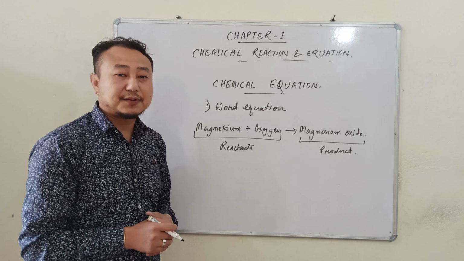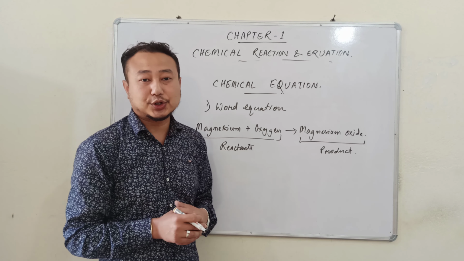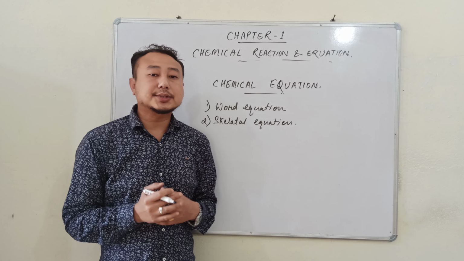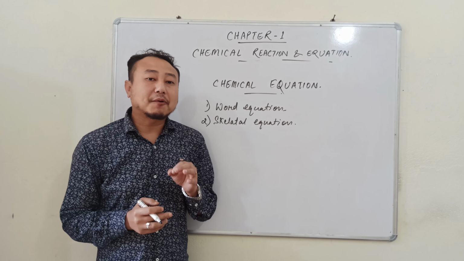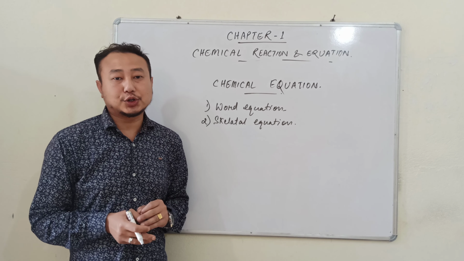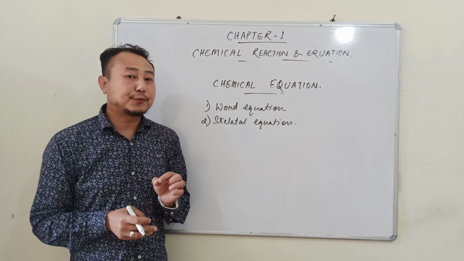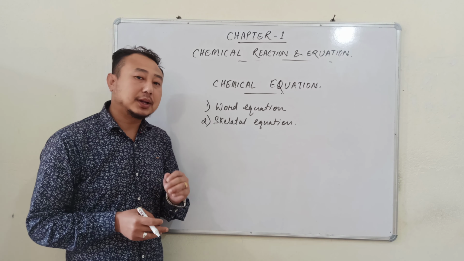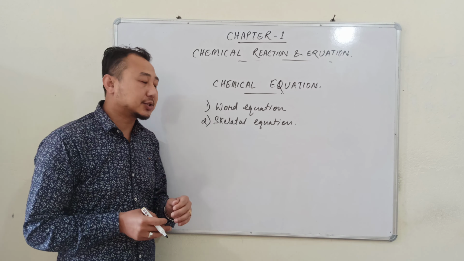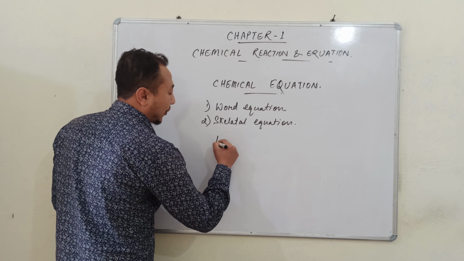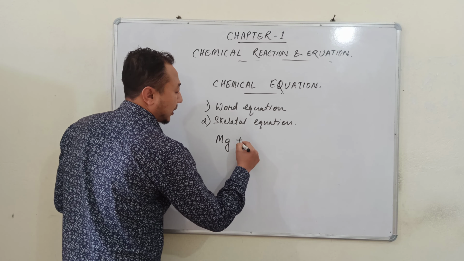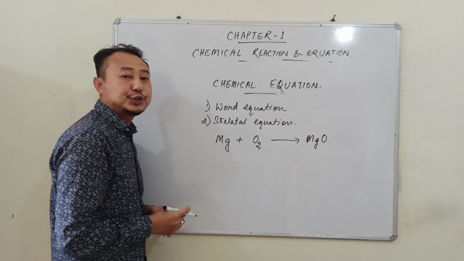Now let us see the next type of chemical equation, which is known as the skeleton equation. In the skeleton equation, the reactants and the products will be represented by the help of the formulas representing that element or compound. Here, the number of atoms of each and every element used in these equations are not equal, but the formula should be represented correctly. So now let us represent the same equation in the form of skeleton equation. Magnesium, the formula is represented by Mg. Oxygen is represented by O2, and magnesium oxide, the formula is represented by MgO.